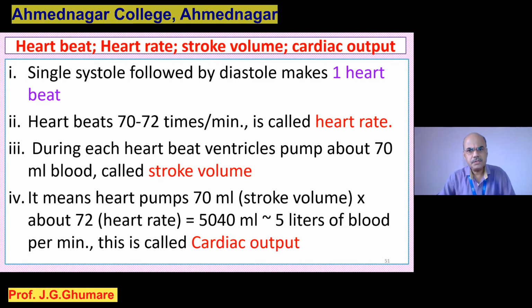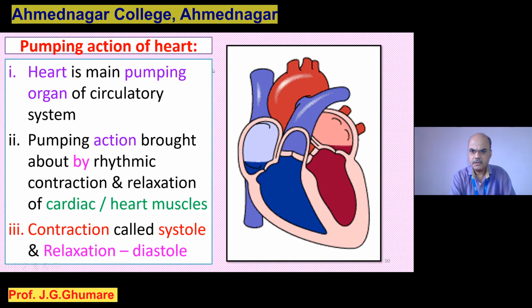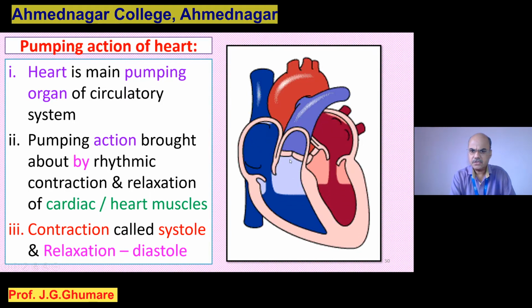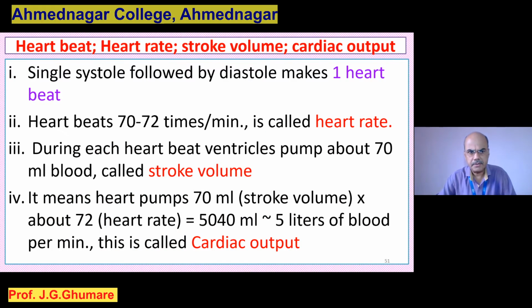Next, a few important terms we'll study related to this contraction and relaxation. One single systole followed by one diastole will make one heartbeat. Here you can see contraction of the auricles, contraction of the ventricles and relaxation, that will produce one beat. This is called one heartbeat. Single contraction, single systole followed by single relaxation, diastole, will make one heartbeat. And as we all know, in a normal healthy person at rest, the heart will beat 70 to 72 times per minute. This is called the normal heart rate. Anything less or anything in excess will be a problem that we'll discuss. But remember, in a normal person at rest, the heart will beat 70 to 72 times. This is called the heart rate.